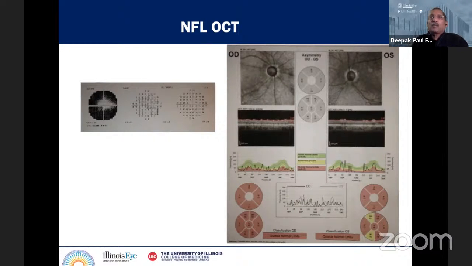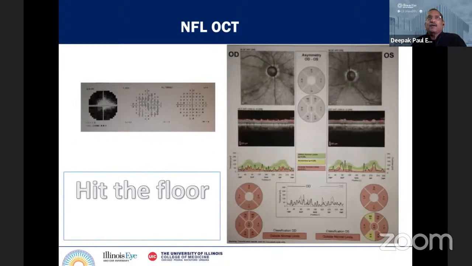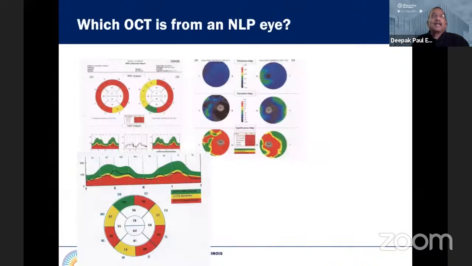The nerve fiber layer will thin out, as you see in this particular patient with severe visual field loss, with 20/20 vision, but you can see the marked loss, and you can't really tell the difference between this and further nerve fiber layer loss in a circular retinal nerve fiber layer scan. So it basically hits the floor. So which eye here is NLP? Hard to guess from this picture. So you can see the right eye here was NLP and the left eye is 20/200. Again, the OCT doesn't give you much information.